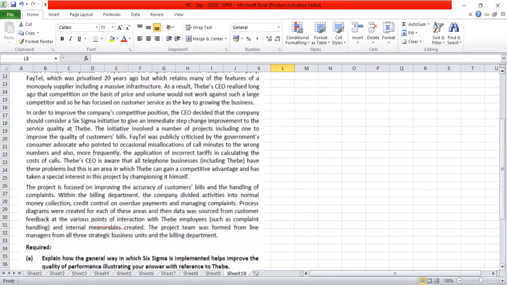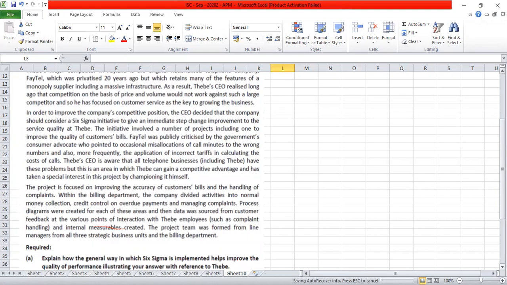So the project is focused on improving the accuracy of customers' bills and the handling of complaints. Within the billing department, the company divided activities into normal money collection, credit control on overdue payments, and managing complaints. Process diagrams were created for each of these areas, and then data was sourced from customer feedback at various points of interaction with Thebe employees, such as complaints handling, and internal measurables were created. The project team was formed from the managers from all three strategic business units and the billing department.